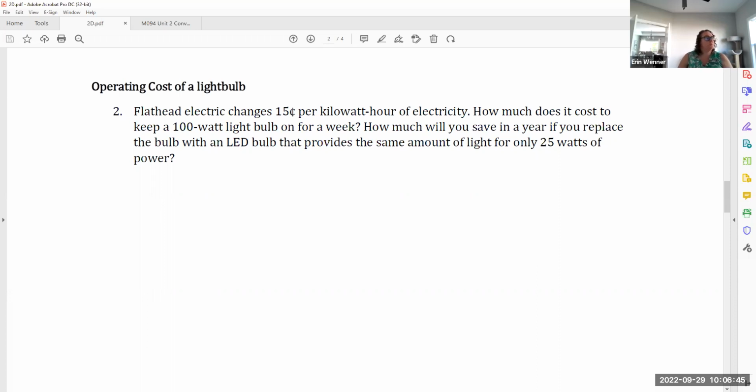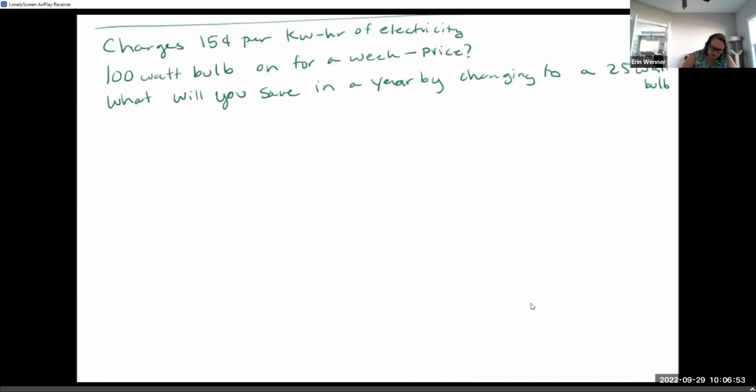Okay, so we have some terminology that we need to define here. First of all, when it says a 100-watt bulb, what that means is that it uses 100 watts per hour. Okay, so that's how you want to interpret that. So a 25-watt bulb would use 25 watts per hour. So let's first look at the cost for 1 week.